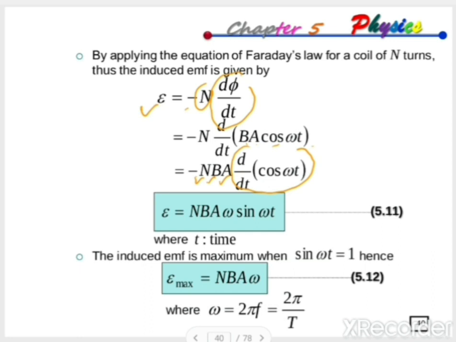Then we differentiate cos omega t. When we differentiate cos omega t, the equation becomes induced EMF equal to NBA omega sine omega t, where t is the time taken. So the induced EMF is maximum when sine omega t equals 1. So the maximum induced EMF is equal to NBA omega.